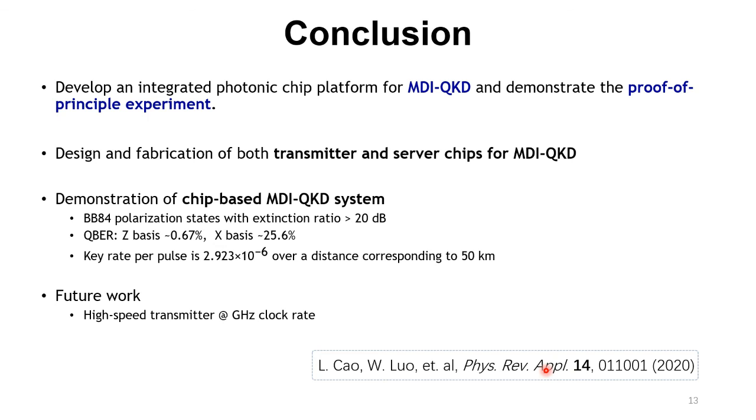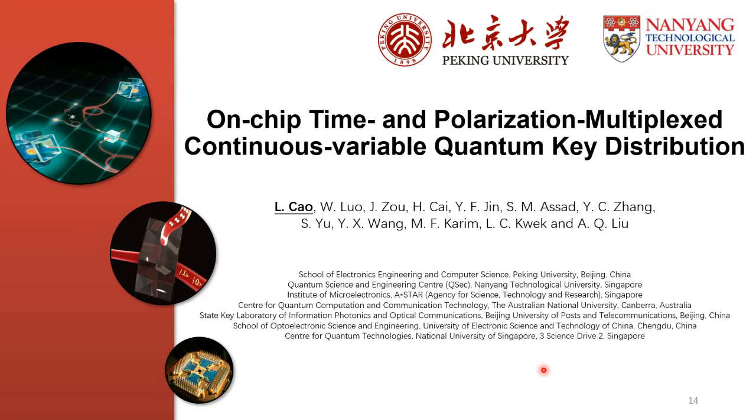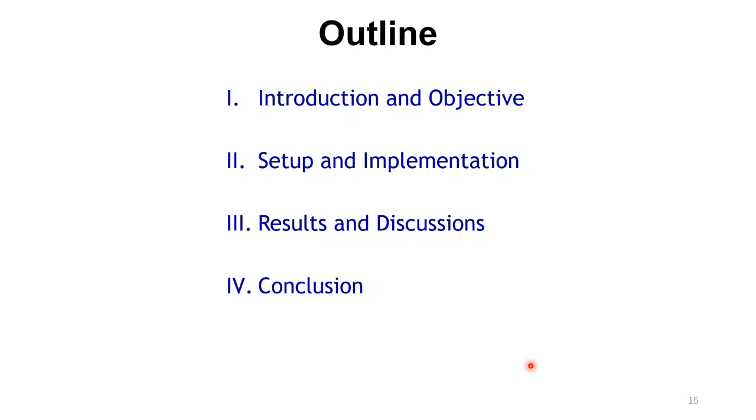Okay, in the next part, my colleague Calim will present his work on an on-chip CV-QKD system. Calim, please. Okay, hello. In this talk, I will speak about time and polarization-multiplexed continuous variable quantum key distribution. I will first give an introduction and objective of CV-QKD, then the experiment setup and results. And finally, I will give a conclusion.